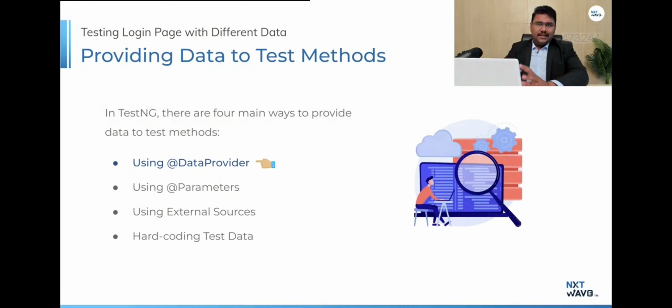So we have hard coded the test data where we are saying username.sendKeys of Rahul, password.sendKeys of Rahul@2021, and so on and so forth. We are basically hard coding the test data, right? We are directly using the test data within the test methods. Okay, now let's see how we can use the @DataProvider annotation.